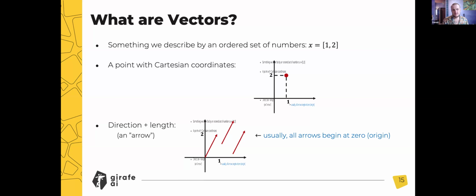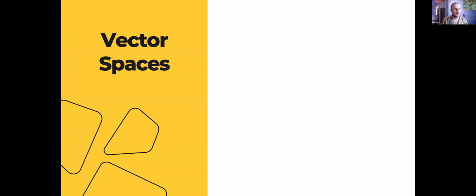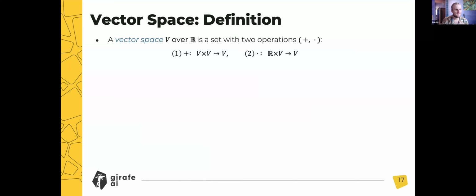Okay, but vectors are mere separate objects, and they would not be as much a matter of interest to us if they did not belong to some other cool structure, which is, of course, a vector space. So what is a vector space? First of all, it is a set of vectors, right? And we say that a vector space is some set V over R or any other number field. It is a set that is equipped with two operations.